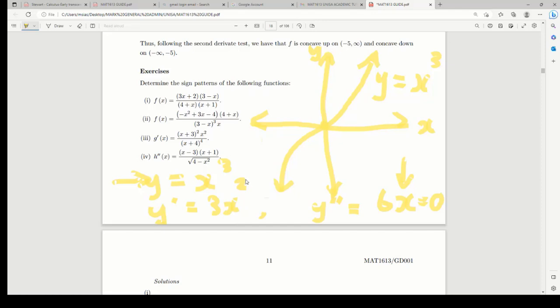Remember, it's a point where the function changes direction, okay? So it's where the second derivative is equal to 0. Okay. Yeah, no problem. Great.